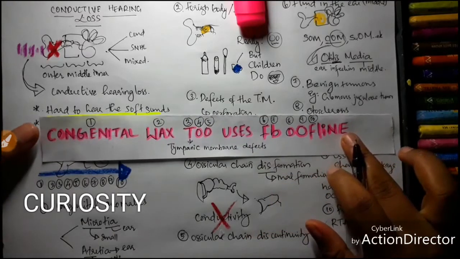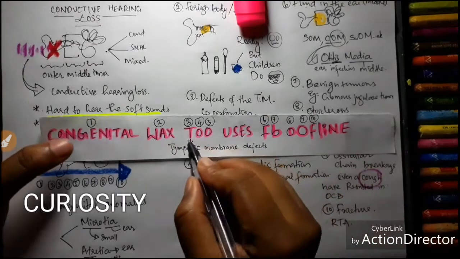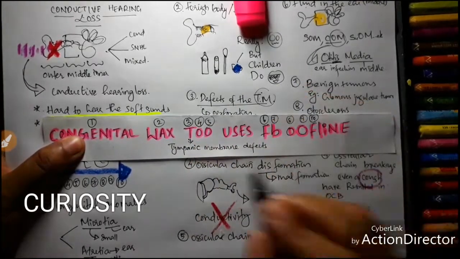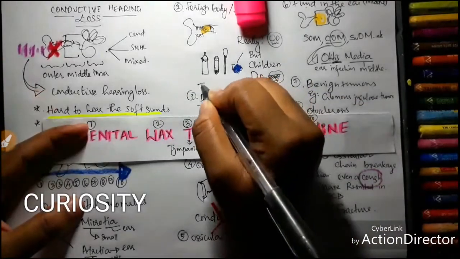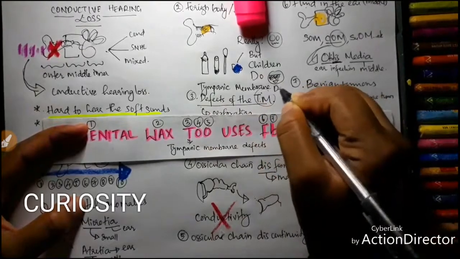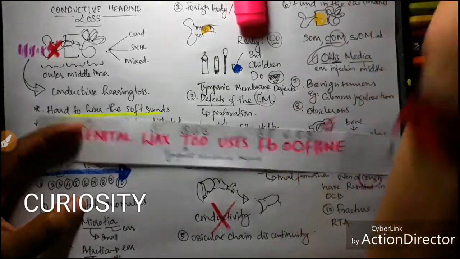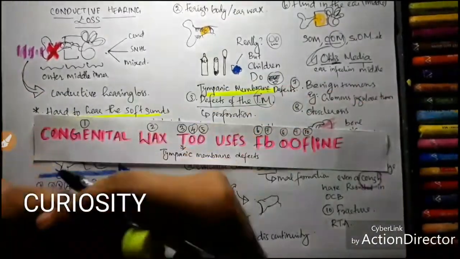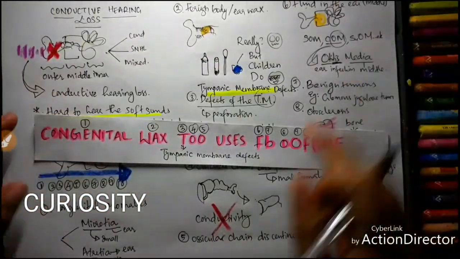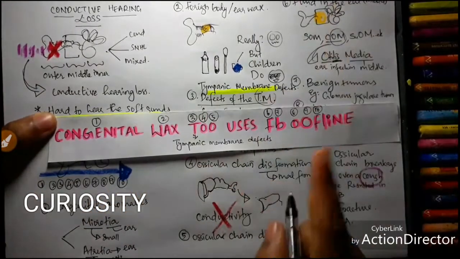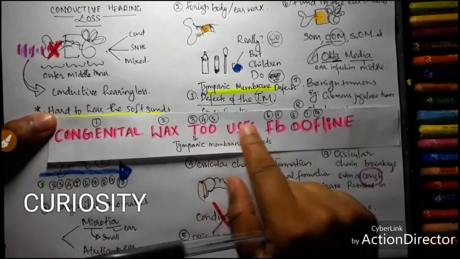So hereby I introduce an acronym for you. What I have written is: congenital, wax, TM, and so on. The first one is congenital, the second is wax, and the third is tympanic membrane defects. I have made a correction: tympanic membrane defects. The other ones, if you look through, you will understand.